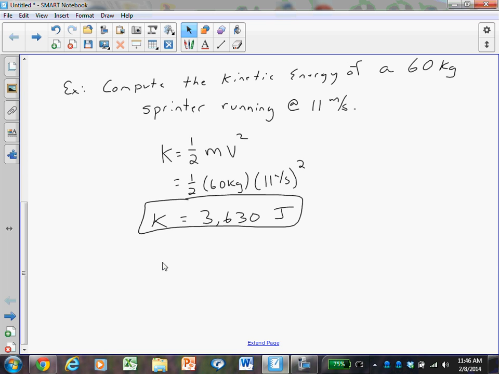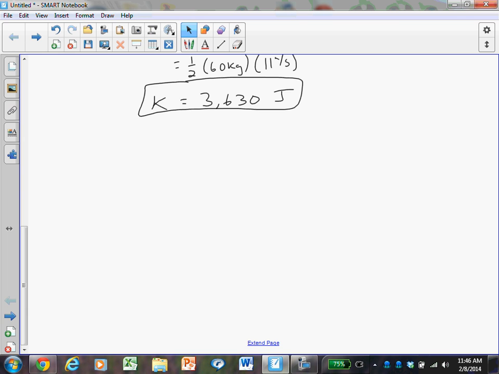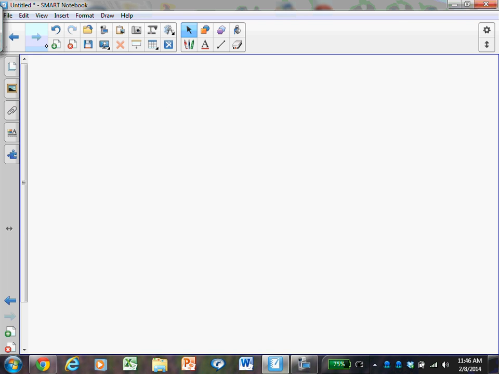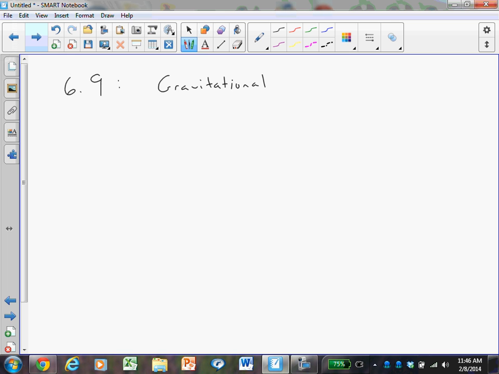Now we'll go right into 6.9 here, which is potential energy. In our sense, we're going to look at gravitational potential energy. Gravitational potential energy is given this symbol U. We've used P for power, so we're done there. And we put a little G there for gravitational, UG.